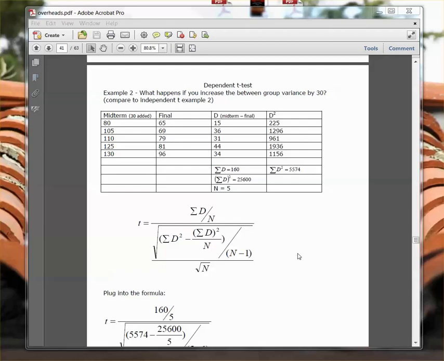Okay, in this video, what we're going to do is play with power. We're going to increase our power, assuming that we have two groups within subjects, and we're going to see how that changes things with the dependent t-test. So this is just like we did with the independent t.